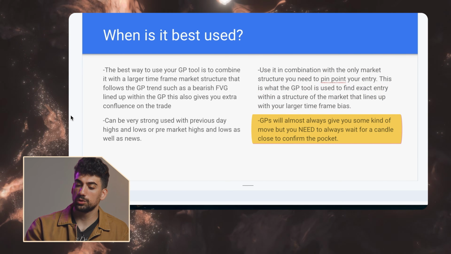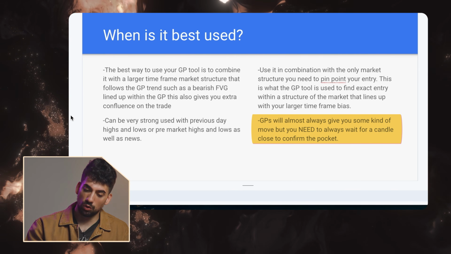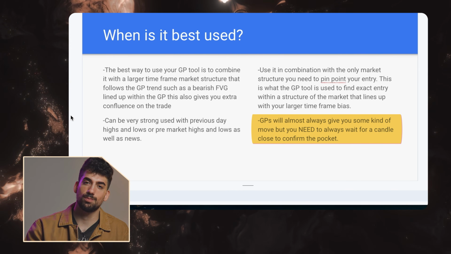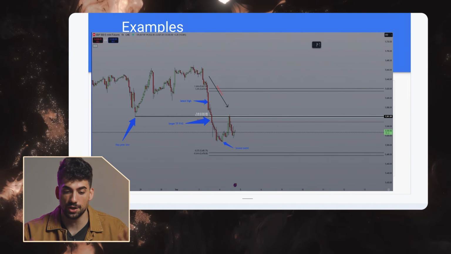Golden pockets will almost always give you some kind of move, but you need to always wait for a candle close to confirm the pocket. Don't just blindly enter, wait for confirmation of the candle closure. Let's go over another real clean example.